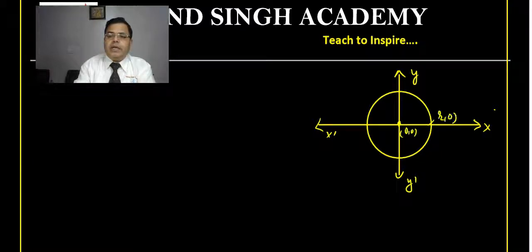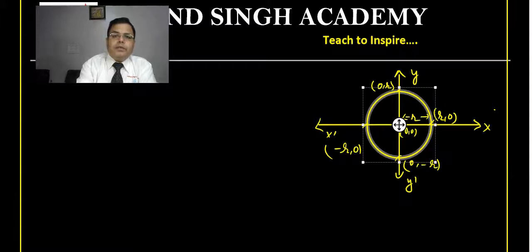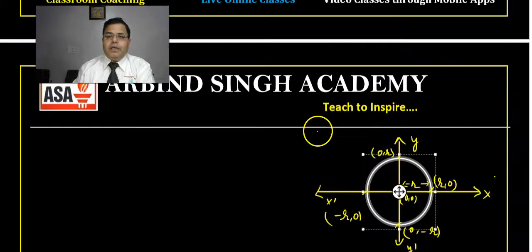This is the origin, center 0, 0, and radius is r. So this will be r, 0, because that distance is r. And this will be 0, r. That will be minus r, 0, and that will be 0, minus r. So these are the points, and the circle has its center at this point. I hope you got this. So this is the equation of circle with center at origin and radius r.